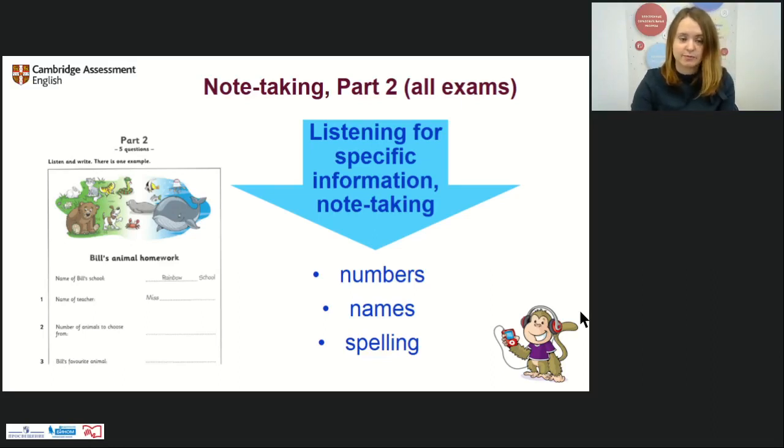They need to complete the gaps here, and it's highly advisable that they, for example, write numbers in digits, not in words. What also is important, so spelling is crucial here, and make sure that if a word or a name or a number is spelled during the recording, it has to be spelled correctly, because otherwise they won't get points for that. So let's move on to the next type of task.